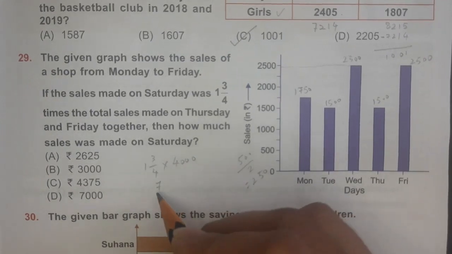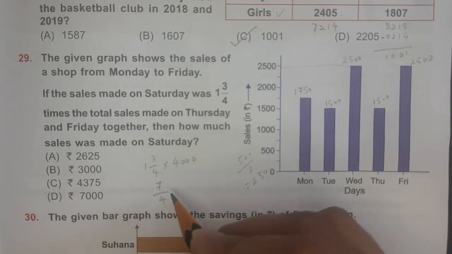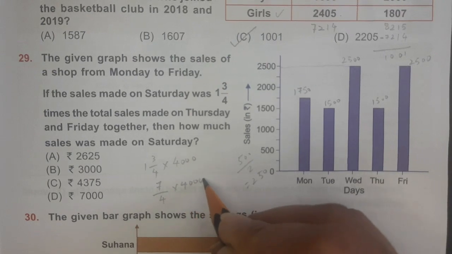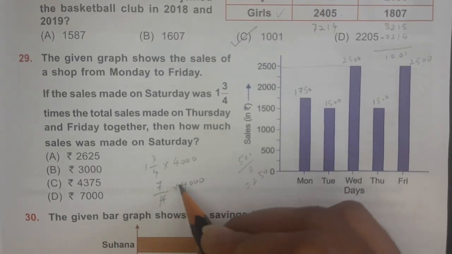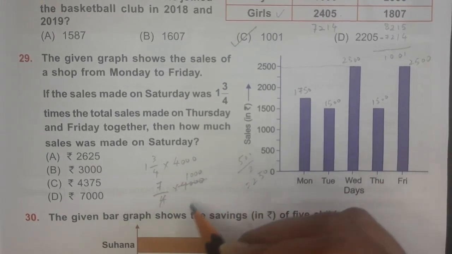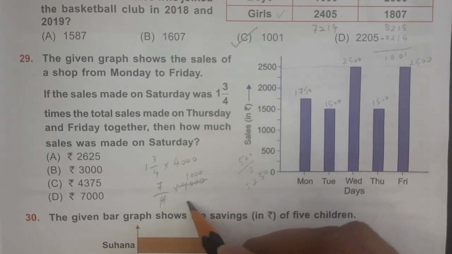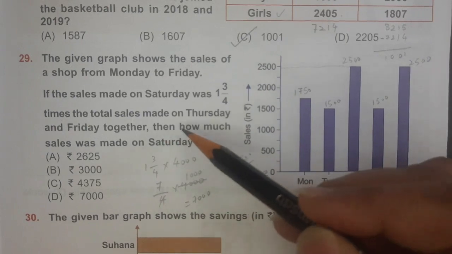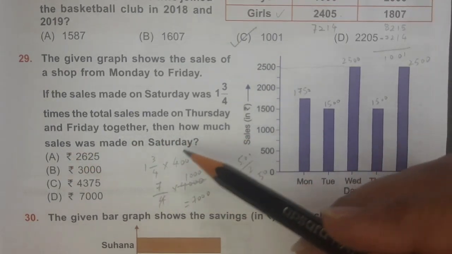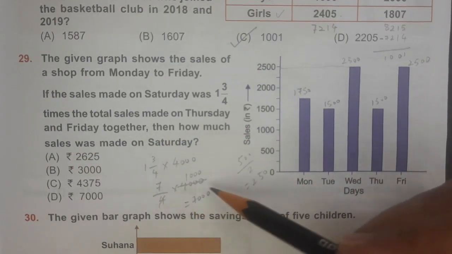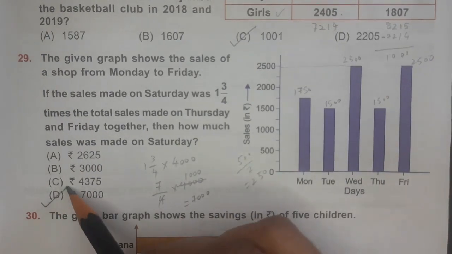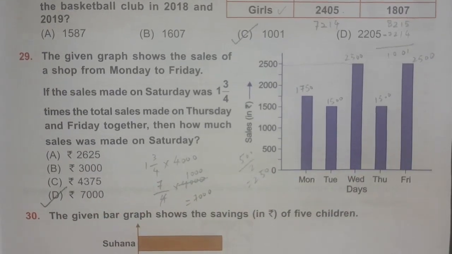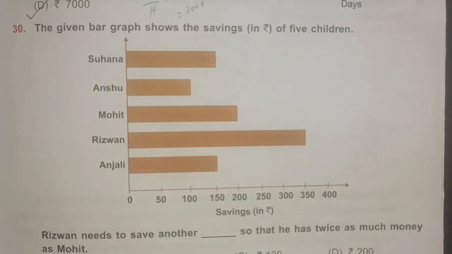So I'm changing this mixed fraction. Okay. And this is what I get. So this is 1000, and that is equal to 7000. So then how much sale was made on Saturday? On Saturday, the sale made was 7000 rupees, which is option D.